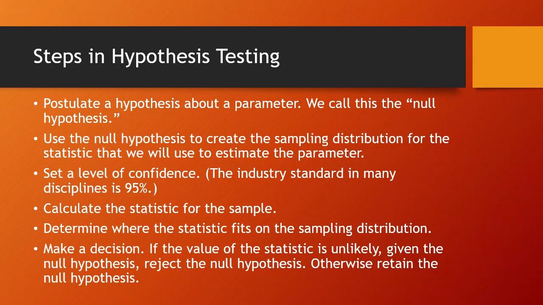The final step in a hypothesis testing is to make a decision. If the value of our statistic is unlikely, given the truth of the null hypothesis, we're going to reject the null hypothesis. Does that make sense? That is, if we've made a guess and then we make a scientific observation that makes that guess look like it's not a very good guess, we're going to throw out that guess. We're going to reject the null hypothesis. Otherwise, we'll retain the null hypothesis.